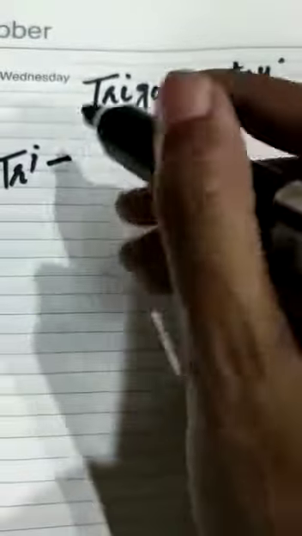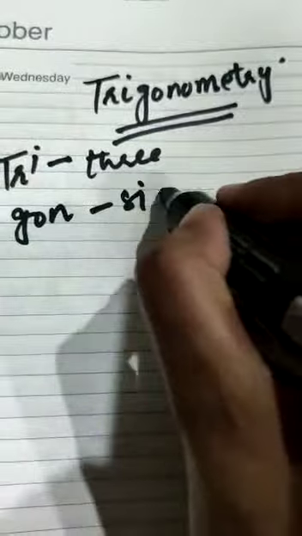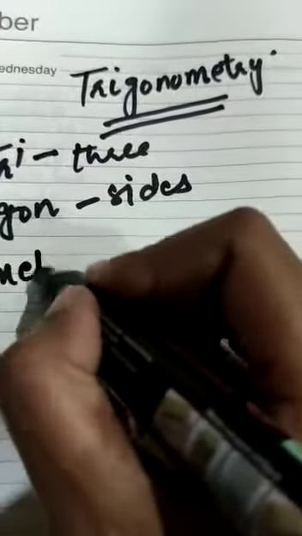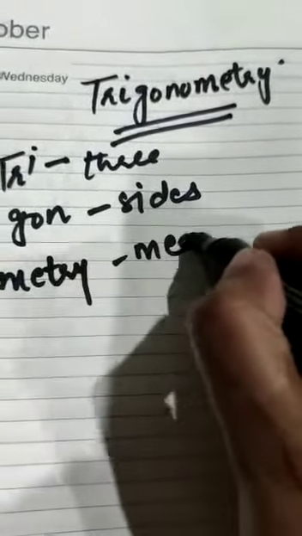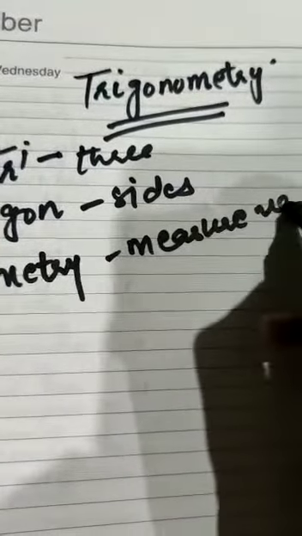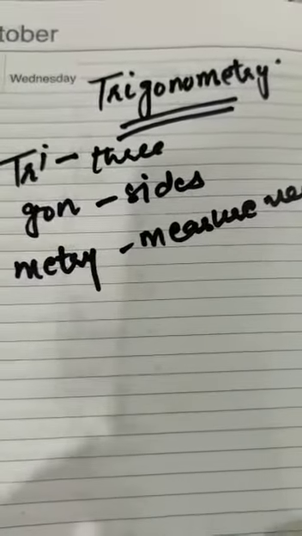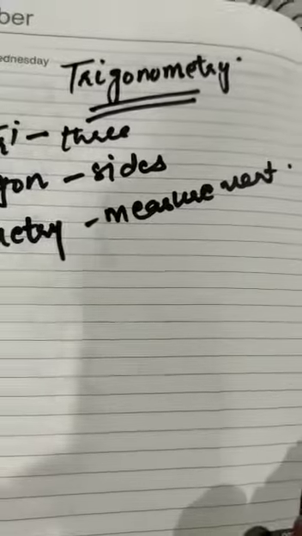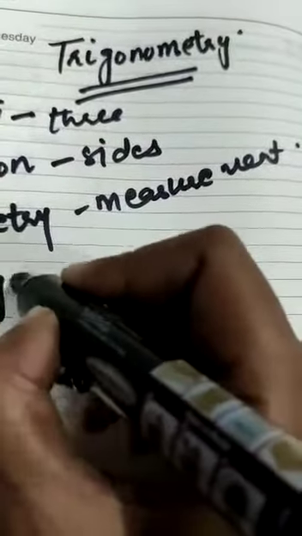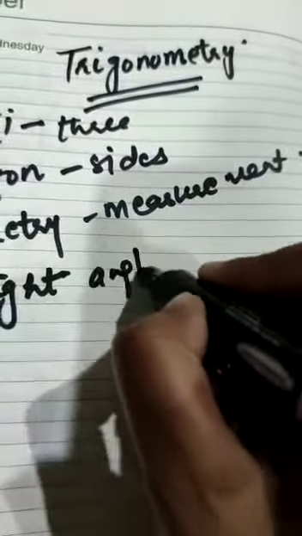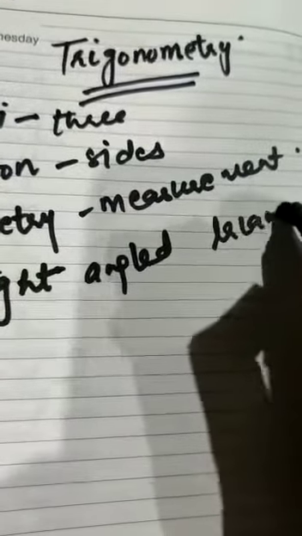Tri means three. Gon means sides, and metry means measurement. So it means trigonometry stands for three sides measurement, and three sides of a right angled triangle.